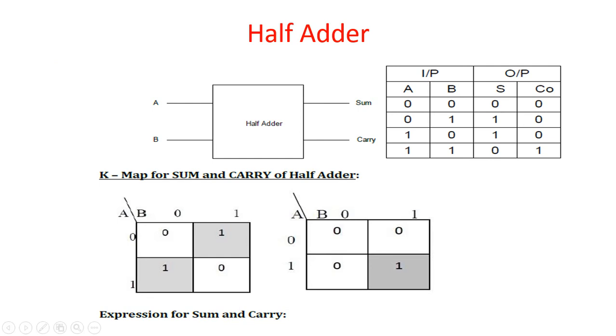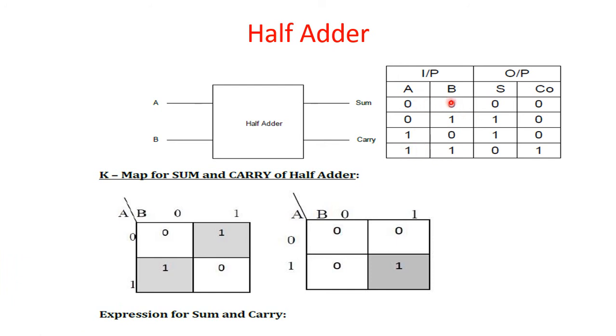The first one is the half adder circuit. The block diagram of the half adder circuit: A and B are inputs, and sum and carry are outputs. The truth table of the half adder circuit: inputs are A and B, outputs are sum and carry out. There are two inputs, so 2 power 2 equals 4 combinations: 0 0, 0 1, 1 0 and 1 1.